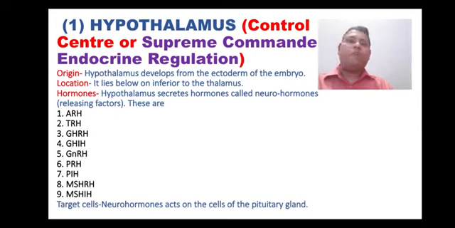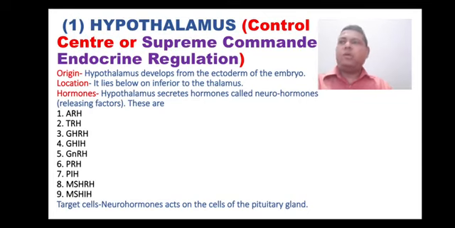Hormones of hypothalamus: they are neurosecretory cells. Neurons of the hypothalamus secrete hormones called neurohormones or releasing factors, and these hormones are: 1. ACRH, adrenocorticotropic releasing hormone, or corticotropin releasing hormone. It stimulates the anterior lobe of the pituitary gland to secrete its adrenocorticotropic hormone, ACTH.